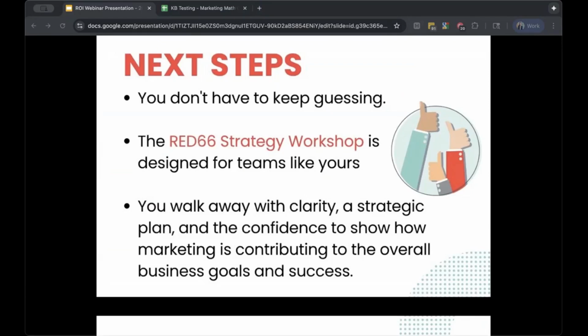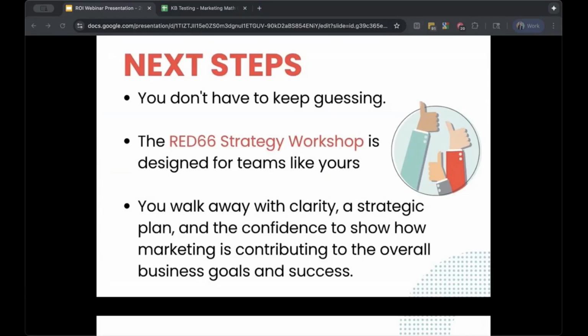Here's the biggest takeaway that I want you to take from today. You don't have to keep guessing. You have the data and you have the ability to prove marketing's value. It's just about putting it in the right framework, organizing it, and communicating it. And as we saw with some of you, it's going to take some finessing, right? To get those numbers right, to really understand it and calculate it in a way that makes sense to your business.